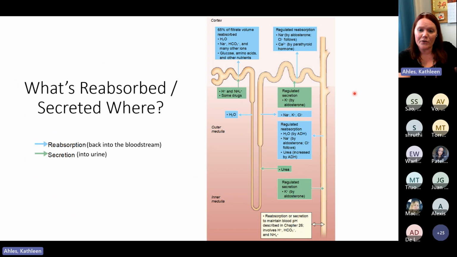You have this picture in your notes. I'm not going to spend a lot of time on it. What I'll mention for you, again, this was what I was going to highlight today. When we reabsorb something, it's going back into the bloodstream. When we're secreting something, it's going to end up in the urine.